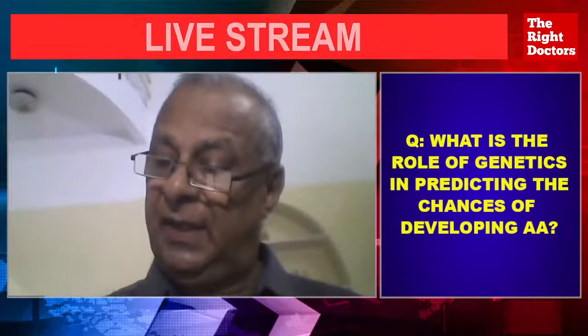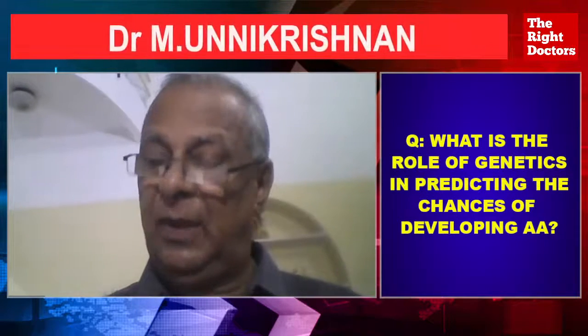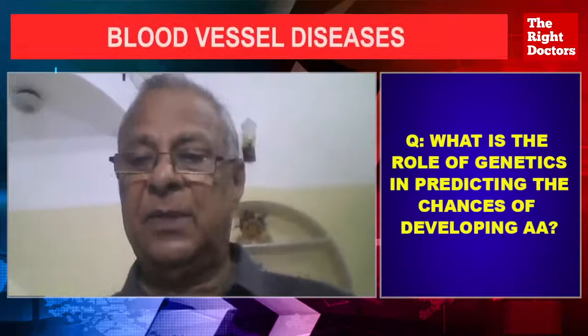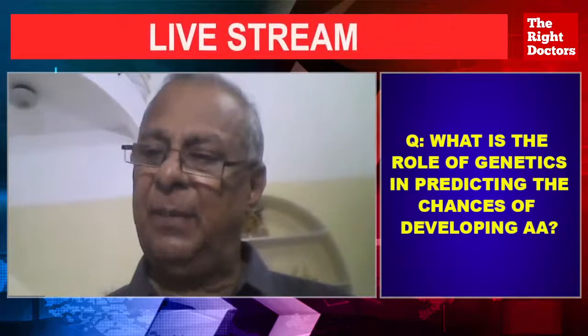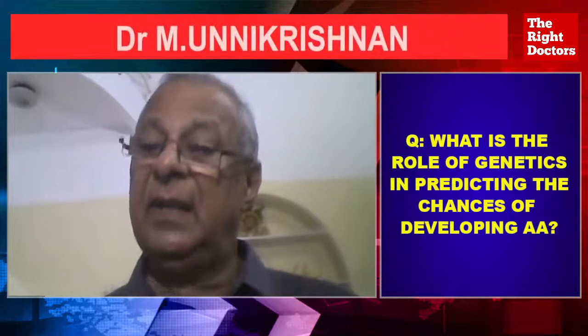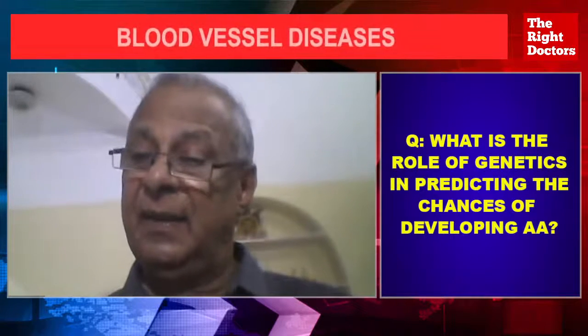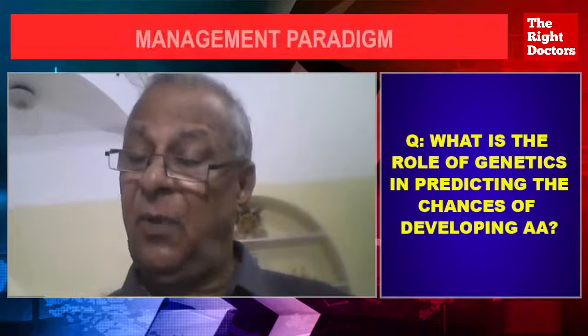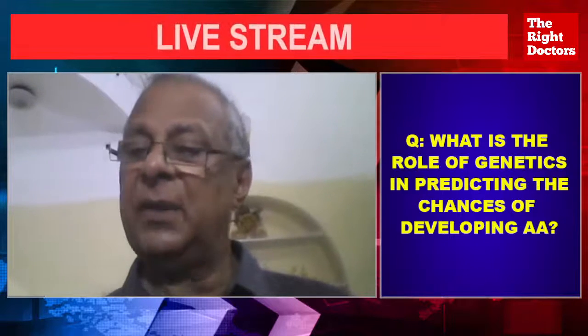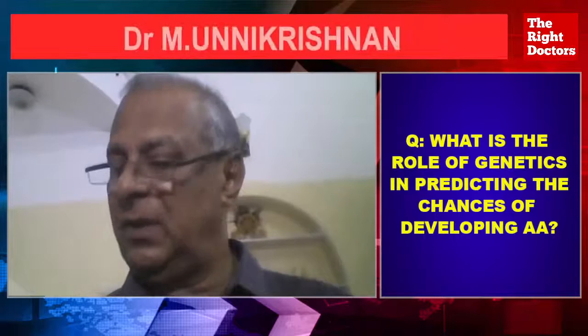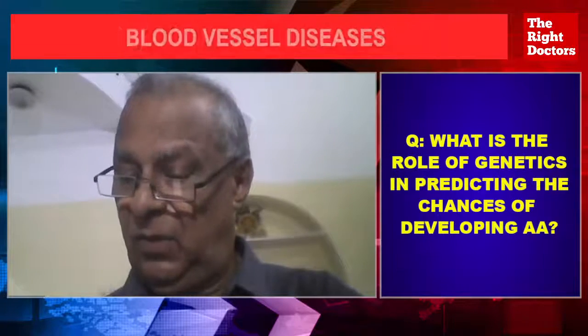What is the role of genetics in predicting the chance of developing AAA? Let me tell you, gentlemen and ladies, I have been in business from 1985 when I had finished my MCh, then helped Professor M.S. Valiathan sir and Dr. Neelakandan sir, and started independently from 1990. So I must have done 364 plus 20, 384. Another 50 I would have seen. We've never seen any familial or genetic problem for abdominal aorta. So again here, my answer is I don't know.